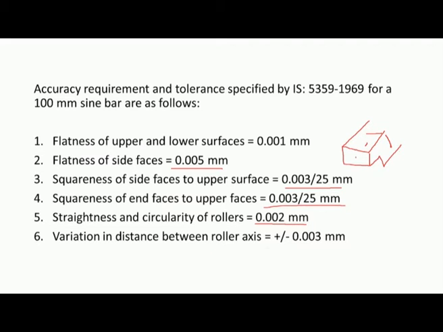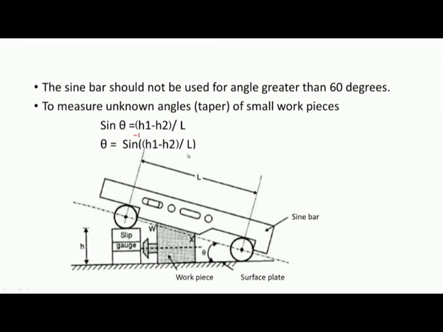Variation in distance between roller axes should be less than plus or minus 0.003 millimeter. Now, these sine bars should not be used for angles greater than 60 degrees. For smaller angles, these can be used to get precise angular values. To measure unknown angles or tapers of small workpieces, these sine bars are preferred, and you can see the arrangement of how we can use a sine bar for measurement of taper angle.